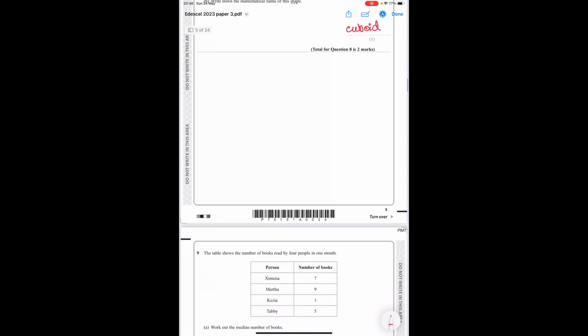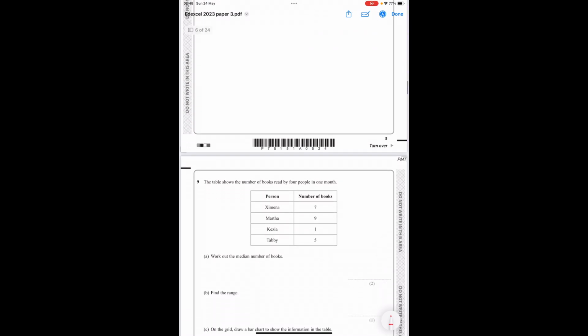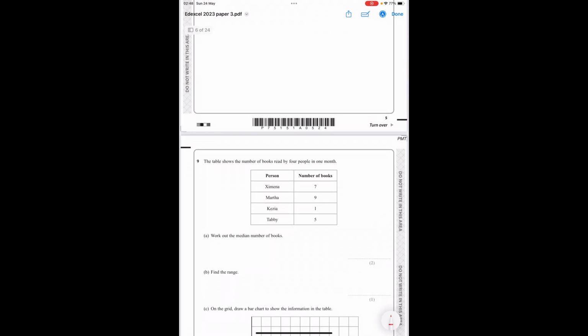The table shows the number of books read by 4 people in 1 month. Work out the median. So the median is the middle. So if I put these numbers in order, 1, 5, 7, 9. It's going to be halfway between 5 and 7, which is 6. Find the range. The biggest, take away the smallest. So the answer is 8.